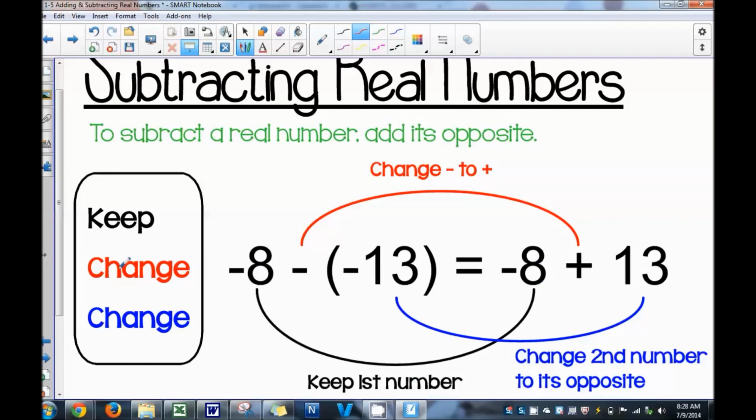Change is you change subtraction to addition. That subtraction sign changes to addition. And you change the second number to its opposite. I have that in blue there. Negative 13 is changed to positive 13.